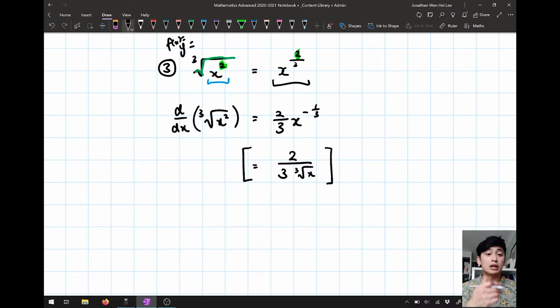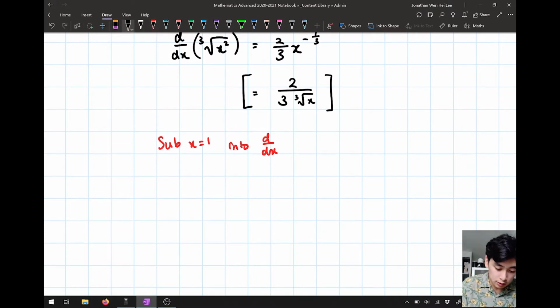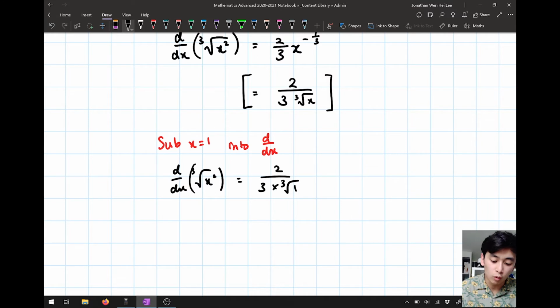So as we did in the previous 2 examples, bring down the power, subtract 1 from the current power. Okay, final step is we wanted to sub x is equal to 1 into my derivative, d on dx. So d on dx of the cube root of x squared is equal to 2 over 3 times the cube root of 1, which gives me 2 over 3. So if I was to graph this particular function at x is equal to 1, we have a gradient of 2 over 3, roughly that.